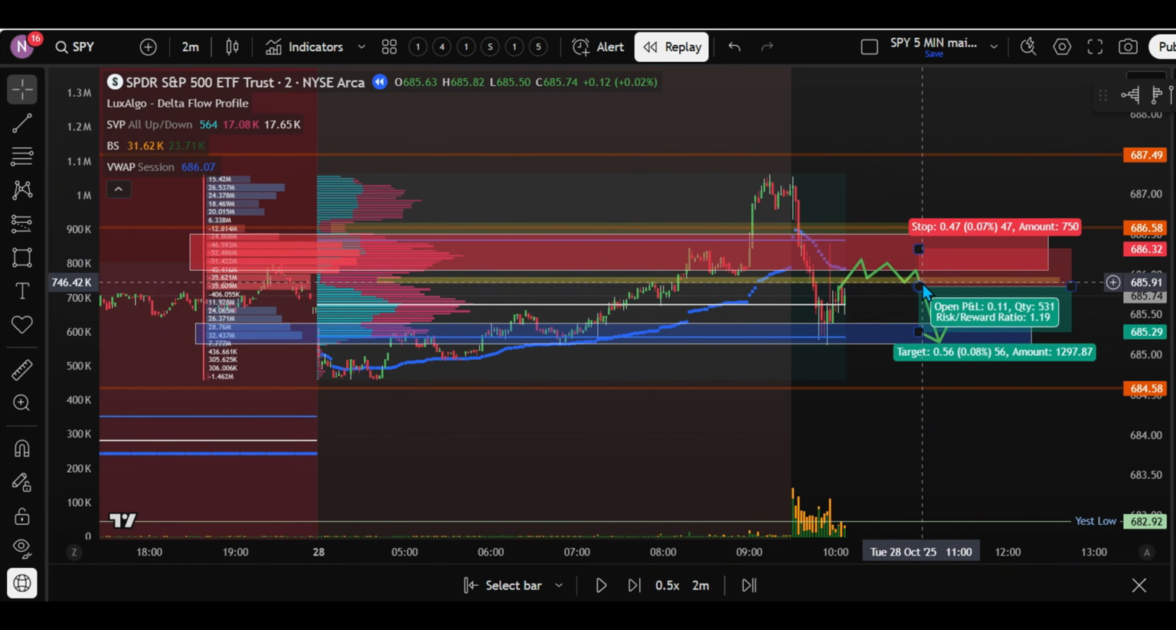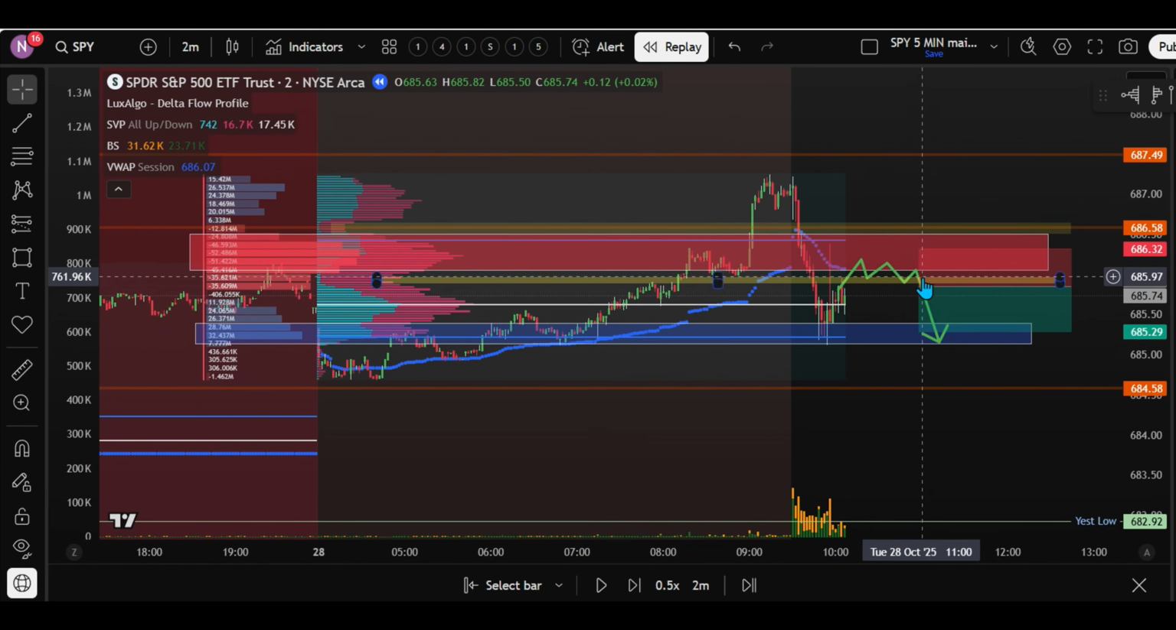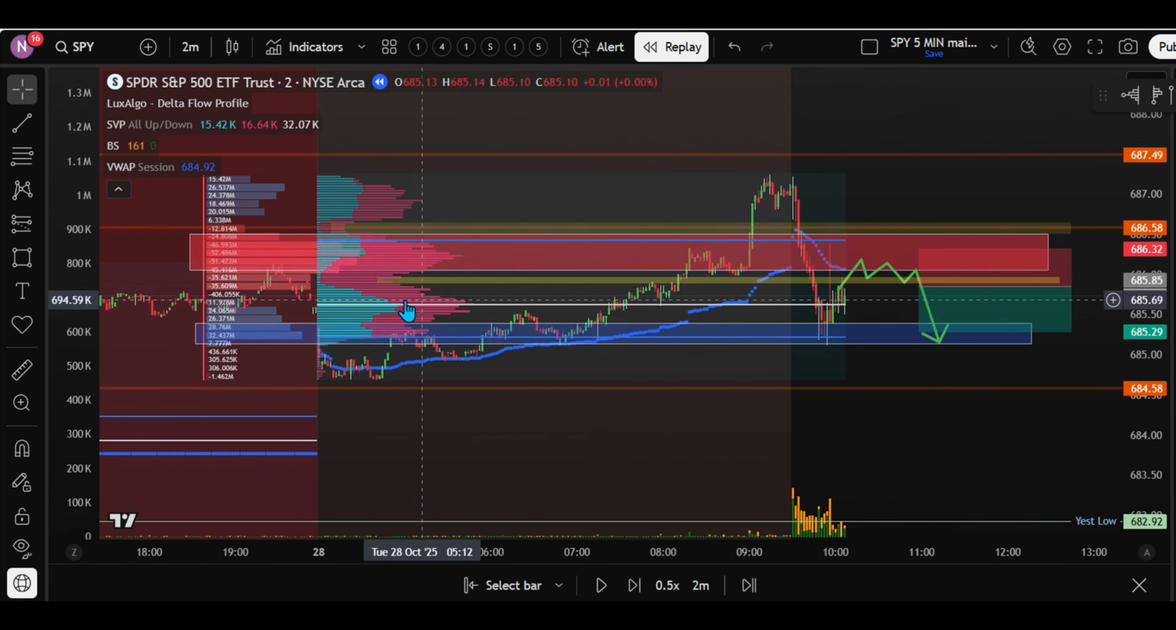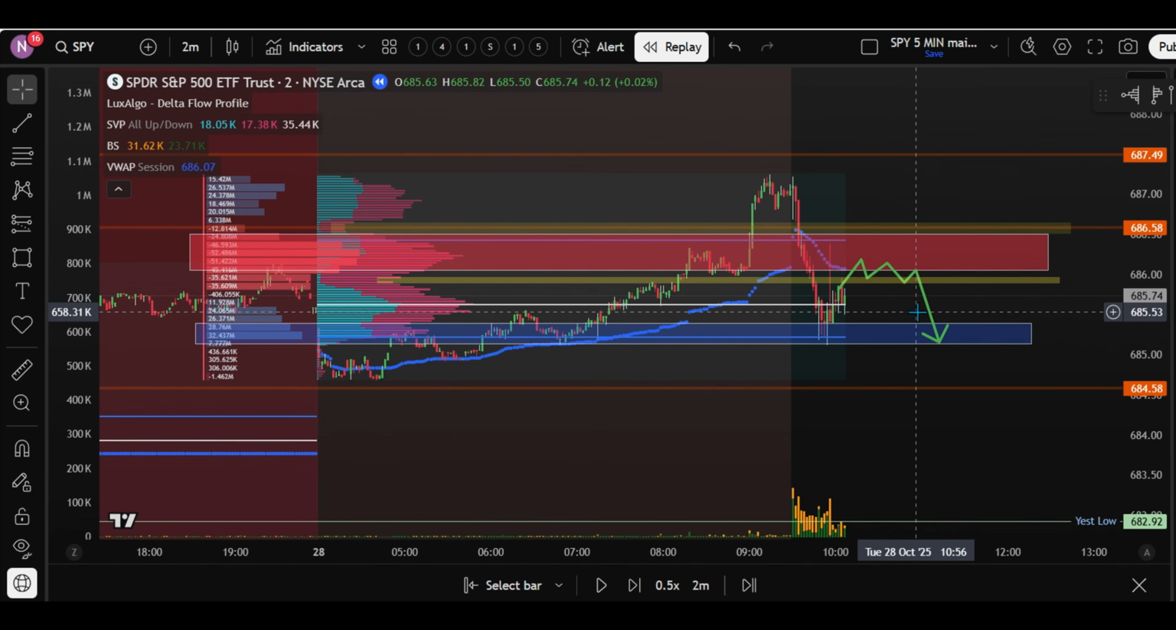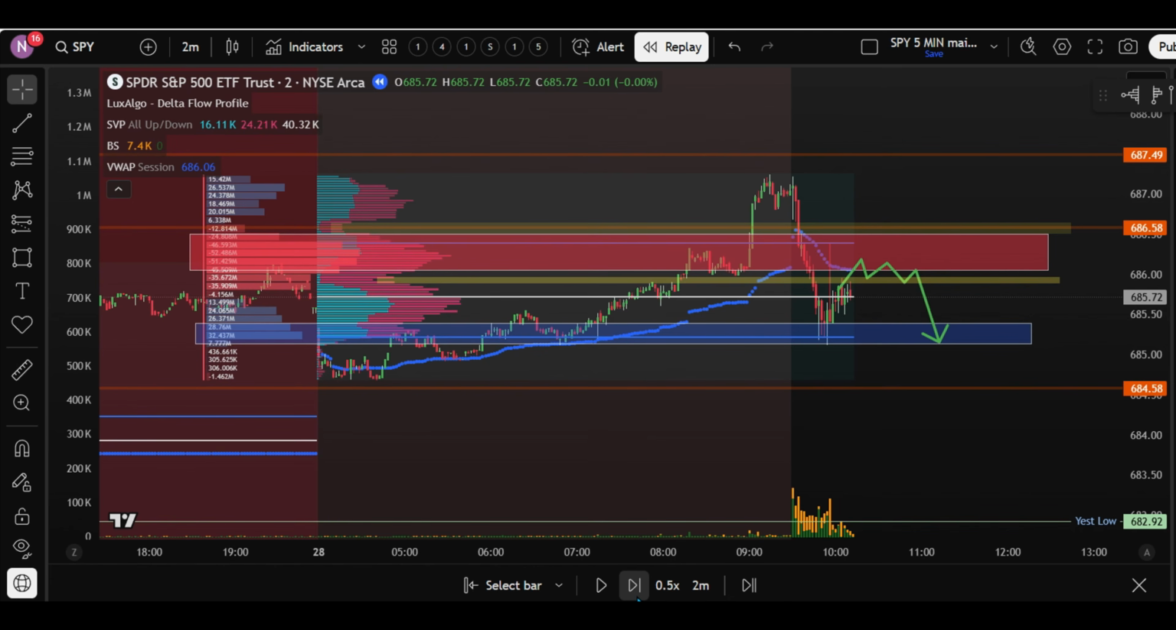So if price maybe breaks below this, or we see it start accumulating more sells, these start getting more red up here, and we start to see failure of price, that makes sense that we could take that trade short. Let's go ahead and just see how the delta flow profile evolves, and I'll show you guys exactly what I would do during an actual day of trading.